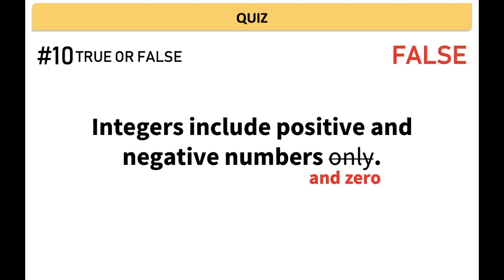False. Kasi hindi lang positive and negative integers. Kunwari wala yung word na only. This statement would be true kasi indeed, integers include positive and negative numbers. Pero since nandiyan yung keyword na only, naging false siya kasi it also includes 0. Okay, so that's it for our lesson on classifying numbers. Our next lesson would be number theories.